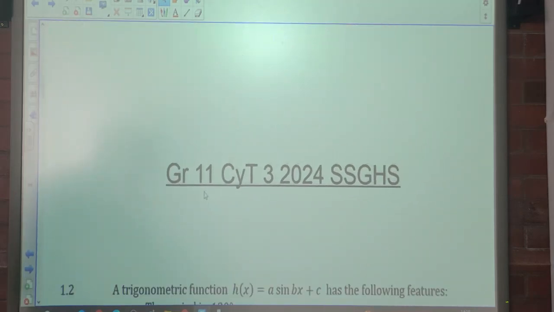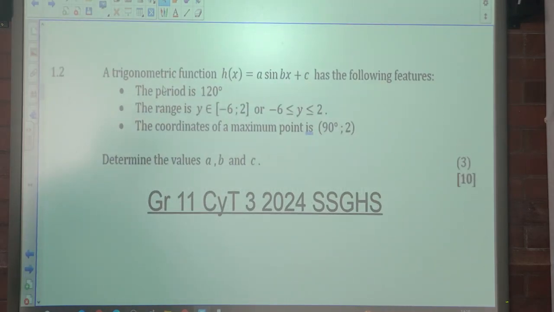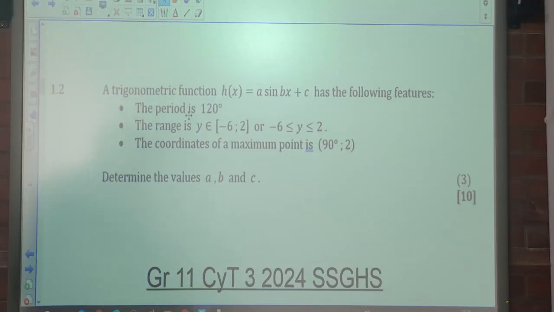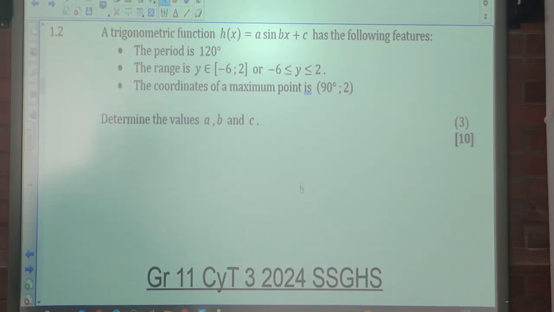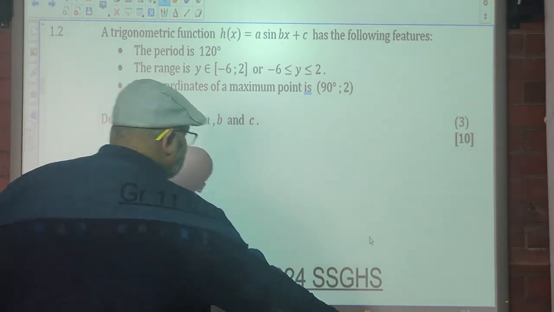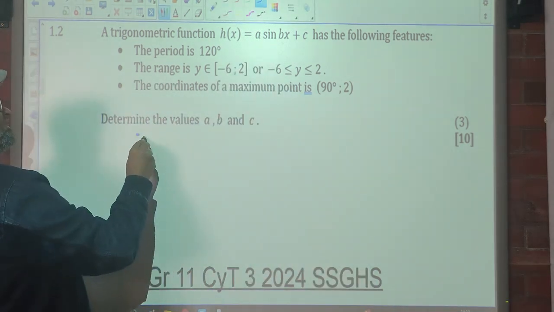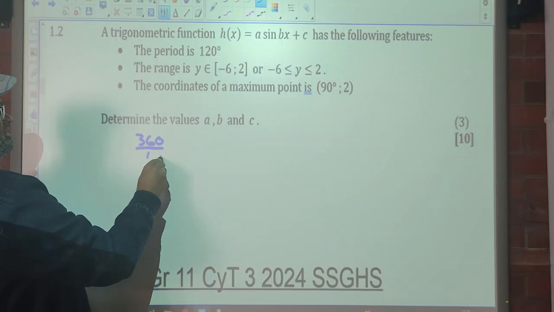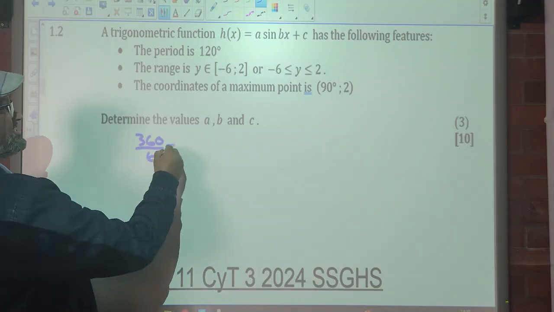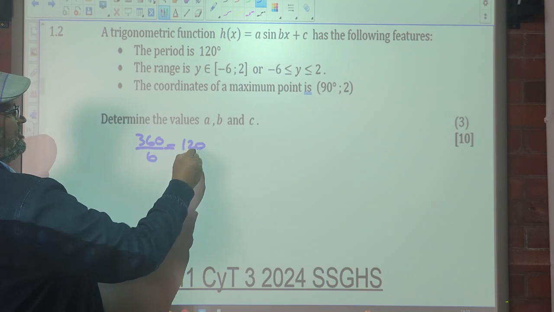Let's go to the next question. Here we are told that a trigonometric function h of x equal to a sine bx plus c has the following features. The period is 120. How do we normally calculate period? For sine it's going to be 360 over b. Not so? And that is going to be, in this case, 120.